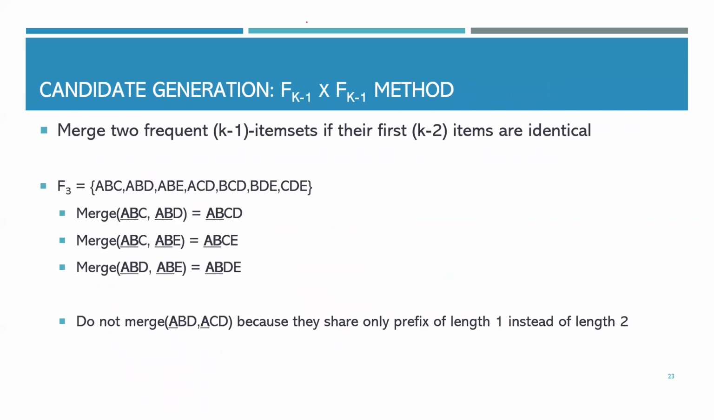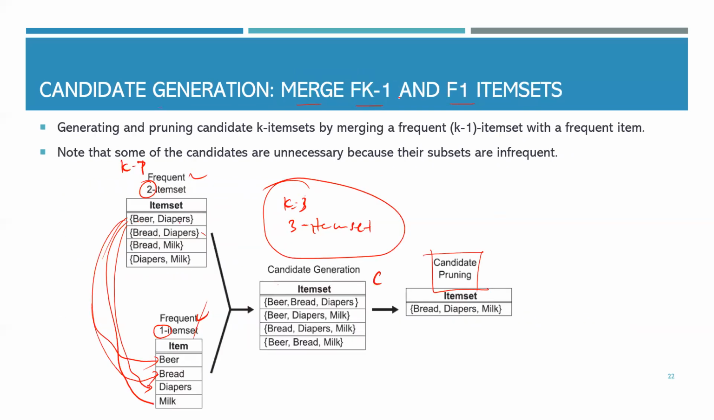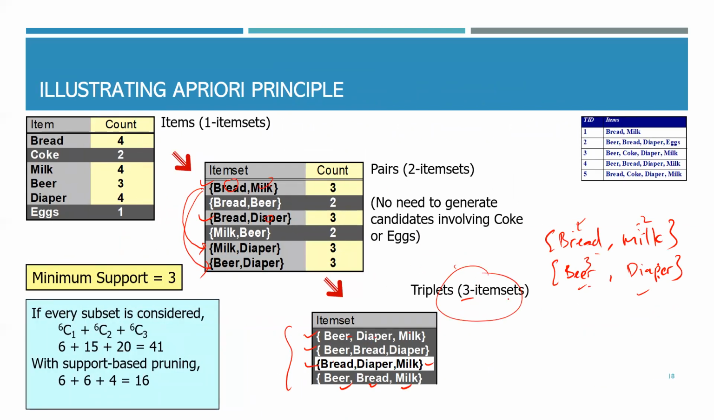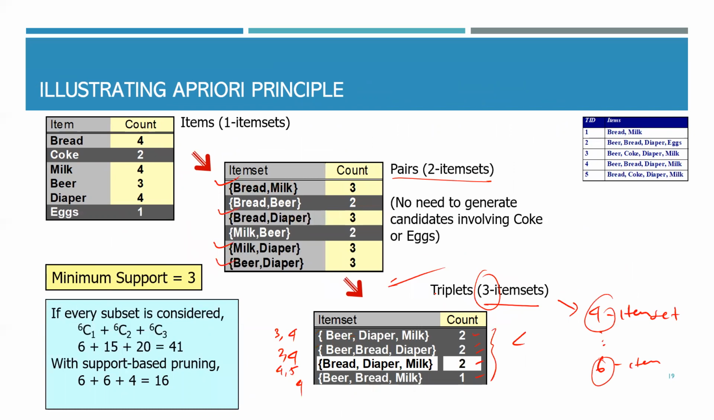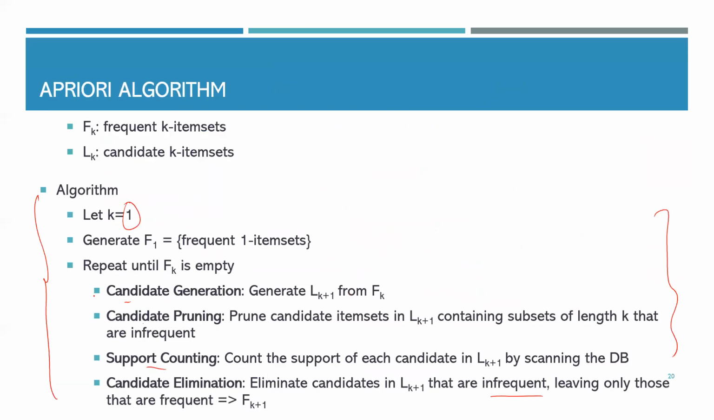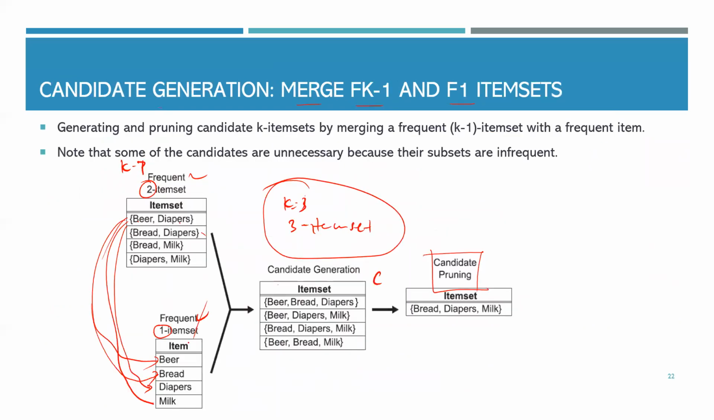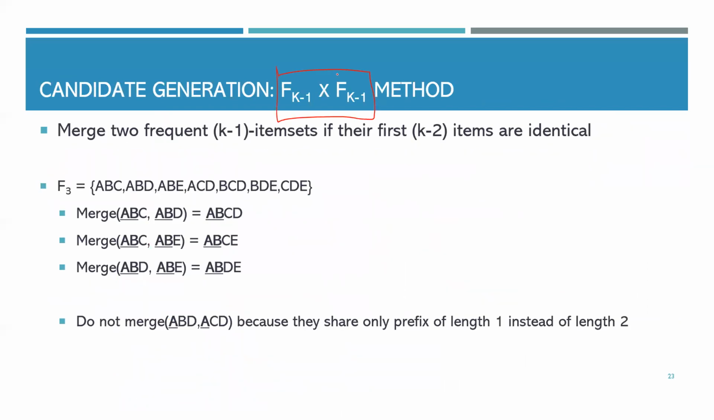We can also use the combination of F(k-1) and F(k-1). If you ask me what this method is used for: if you remember, when we want to generate 3-item sets, we have to find all combinations of the frequent 2-item sets. So for candidate generation, the computer can use brute force, merging like this, 2 and 1, or like this, k minus 1 and k minus 1.